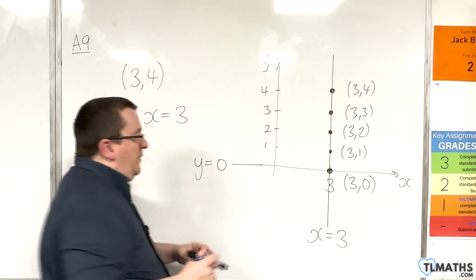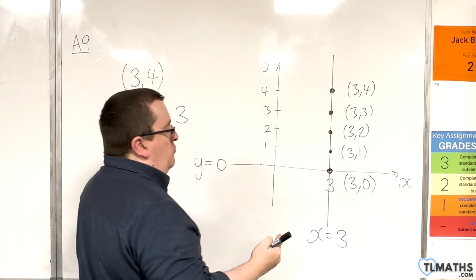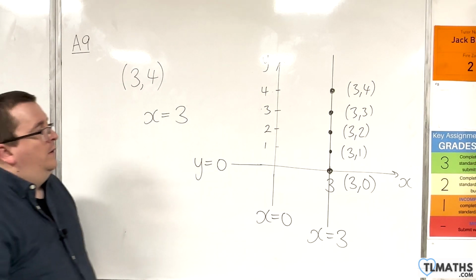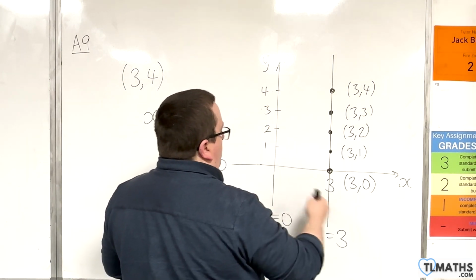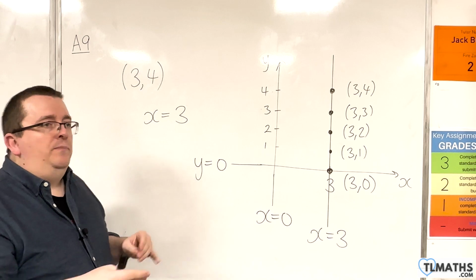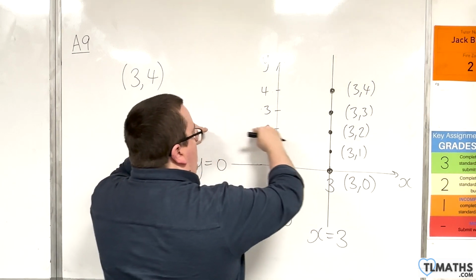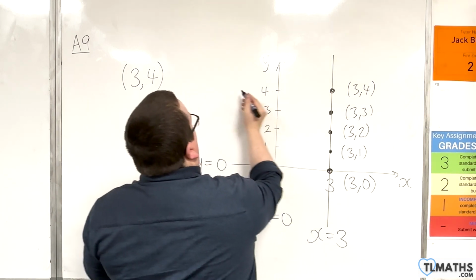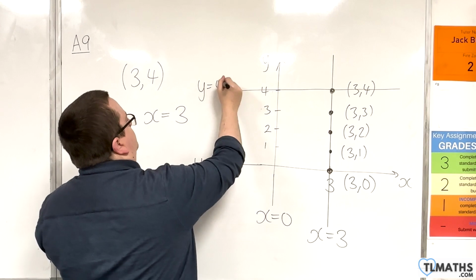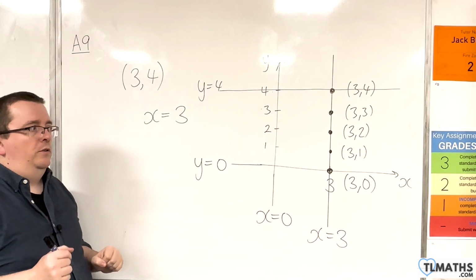So for exactly the same reason, the y-axis, all of these points, have an x-coordinate of 0. So this is the line x equals 0. So if all vertical lines on our Cartesian grid, on our coordinate axes, are x equals, then horizontal lines are y equals. So y equals 0, y equals 1, y equals 2, y equals 3, y equals 4. So this line here, this is y equals 4. Okay, all of the points that are on that line have a y-coordinate of 4.